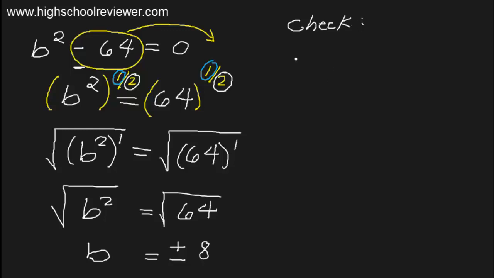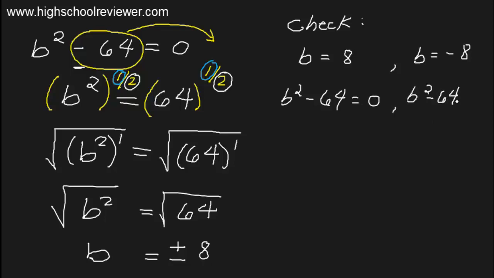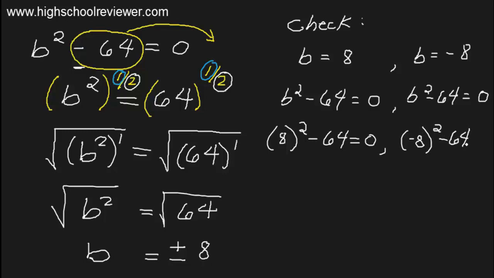So check. For b equals positive 8, and for b equals negative 8, we have b squared minus 64 equals 0, and also b squared minus 64 equals 0. So our b here is positive 8 raised to 2 minus 64 equals 0. And our b here, negative 8 raised to 2 minus 64 equals 0. So positive 8 raised to 2 is 64 minus 64 equals 0. And negative 8 raised to 2 is also 64 minus 64 equals 0.